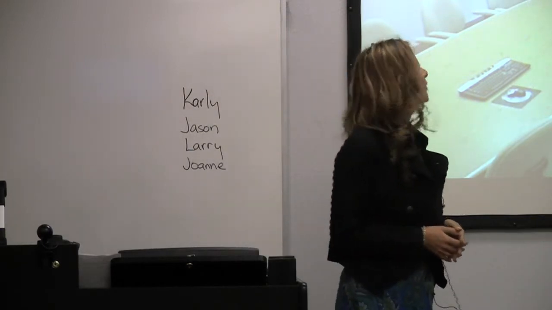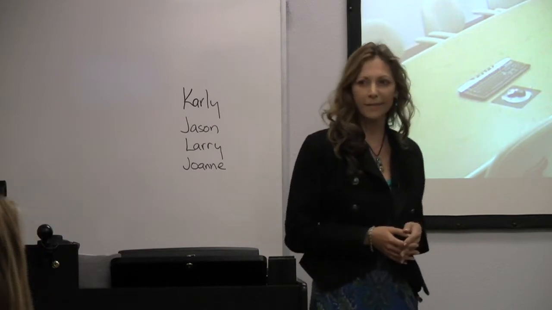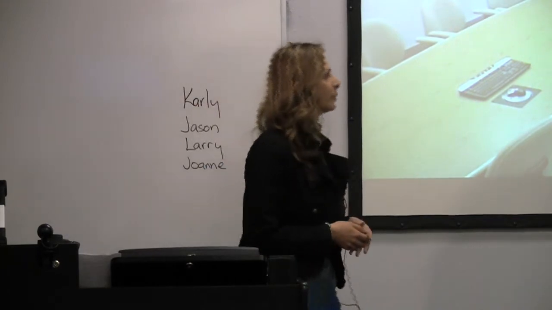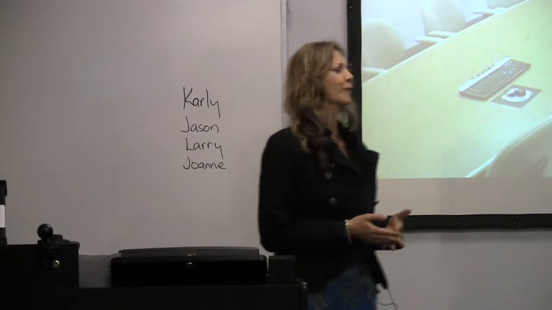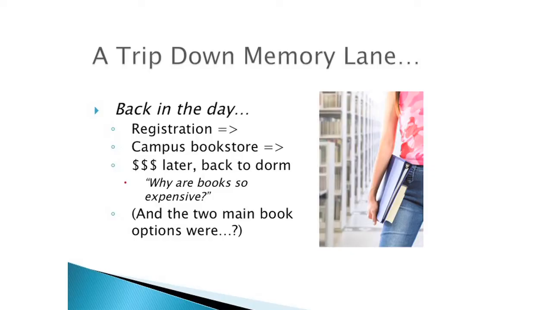All right, so a trip down memory lane. I was thinking back in the day, and I'm really dating myself, but when I would register for classes as an undergrad, it was a very simple process. You went to registration, you got your list of books, you went to the campus bookstore, you looked at your receipt, and it was like, oh my gosh, the textbooks are so expensive. You'd go back to the dorm with that lingering question: why are books so expensive? And what were the two main book options back then? New and used. That was basically all you had.